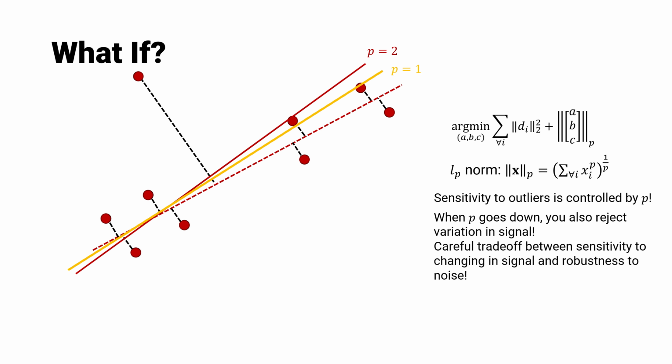So there is a careful trade-off in sensitivity to changes in the signal. If there are subtle changes in the signal, you want high sensitivity, but that will also come at the cost of high sensitivity towards the outliers and less robustness to noise. So if you have informed decisions about what kind of noise there is in the system, we can choose p appropriately.